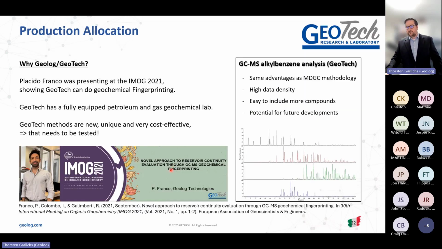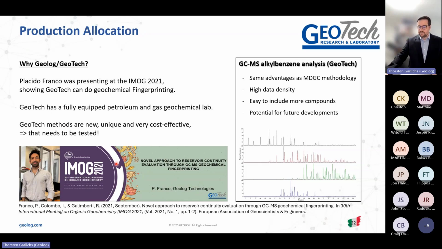Maybe you ask yourself the question why we should use Geolog and Geotech. So I was in contact with Placido Franco when he was presenting in 2021 at the IMOG. This is the International Meeting of Organic Geochemists. And he showed that Geotech can do some geochemical fingerprinting. I learned that Geotech has a fully equipped petroleum and gas geochemical lab. Geotech methods were new at that time, unique and very cost effective. So I said that needs to be tested.